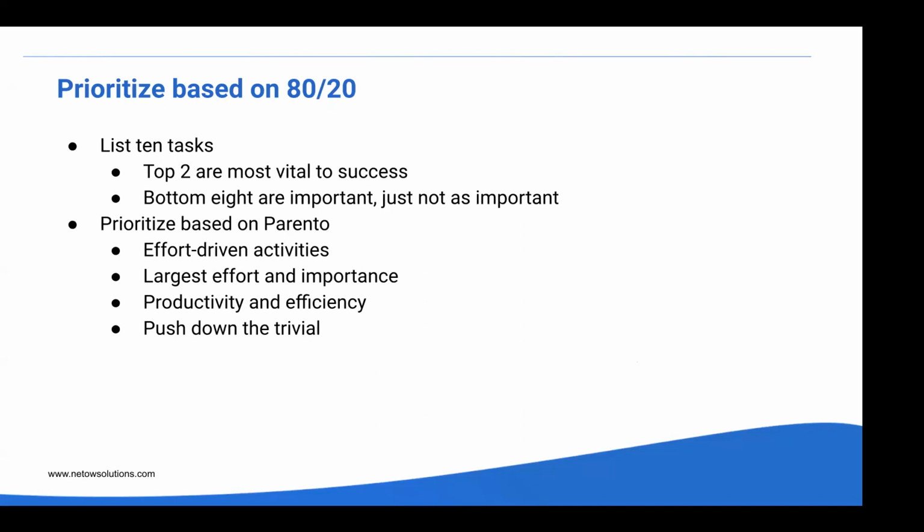So once you prioritize the tasks based on this principle, you can identify the ones that are effort-driven, that require the largest efforts, and that are also the most important tasks to the company. So once you're able to do that, you can also pick up the quality of knowing which ones are more productive and also more efficient in driving down the objectives of the company. Once you're able to adopt this for that top 20, you simply push down the rest because they're trivial and can be delegated to someone else to do.